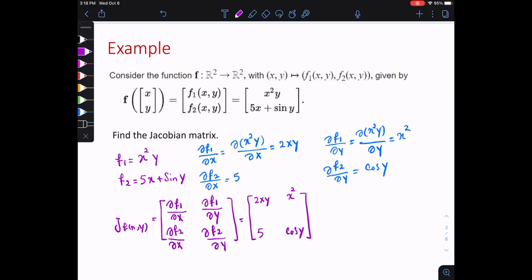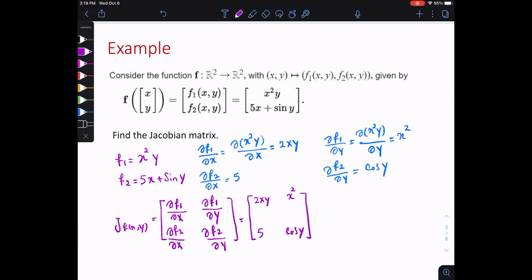Correct? And here, this is partial of F2 with respect to y, not t. So y dot does not appear here because it's not a function of t. You are getting this derivative with respect to y. So don't get confused with the previous derivative that we had. Okay, so this is the Jacobian.